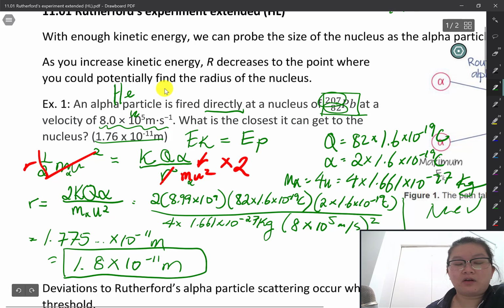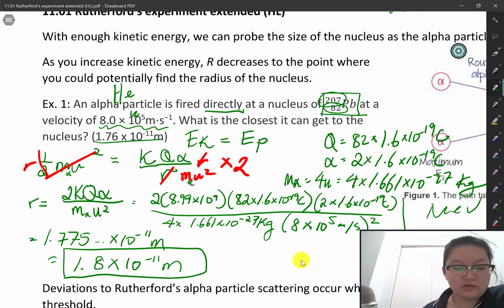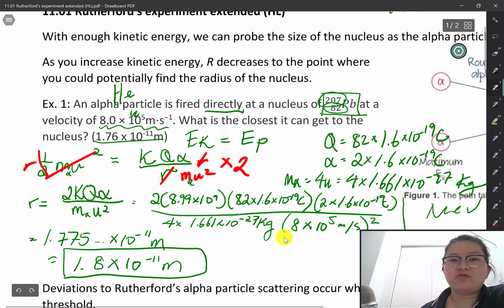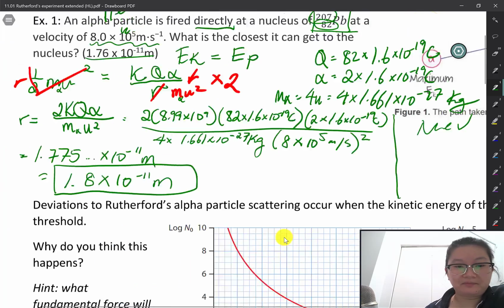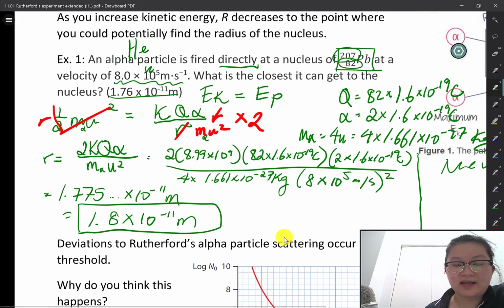So this would be the correct way, to use the unified atomic mass unit instead of using the mass of protons and the mass of neutrons. That would be used later in this unit, actually later in topic 7, when you calculate the mass defect and the binding energy. Okay, so that is it. That is finding how close it can get.